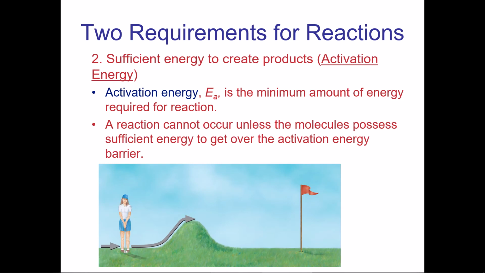The second requirement is activation energy. Activation energy is the minimum energy required to make the product. So just because molecules A and B collide doesn't mean they're going to make product C if there's not enough energy to do so. So this minimum energy is called the activation energy, and it's noted as a large E for energy with the little subscript A.